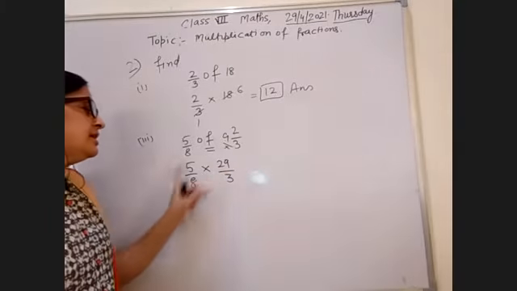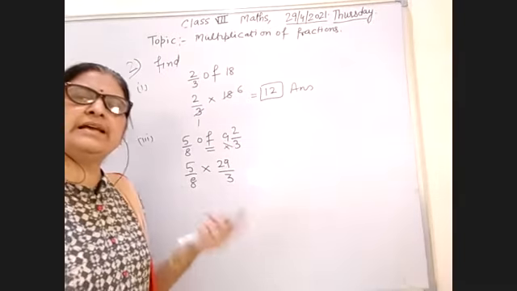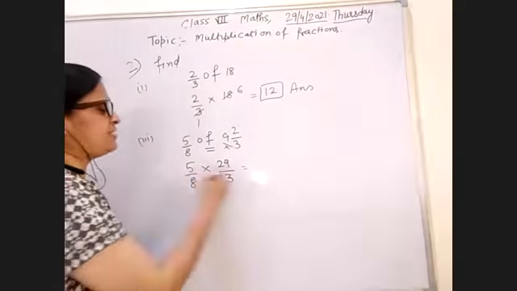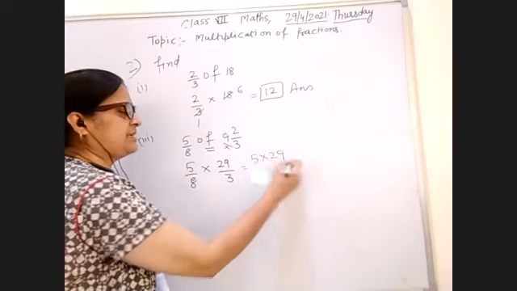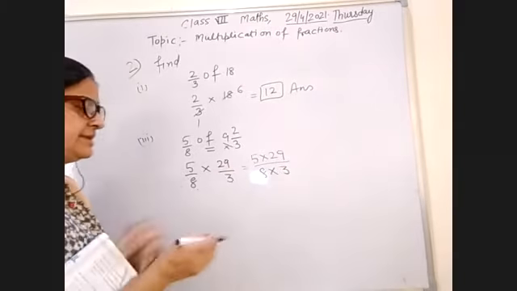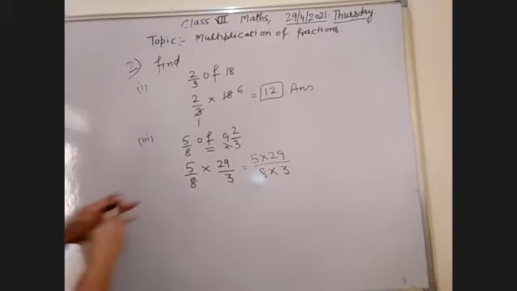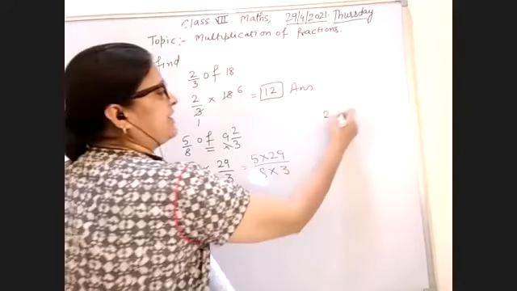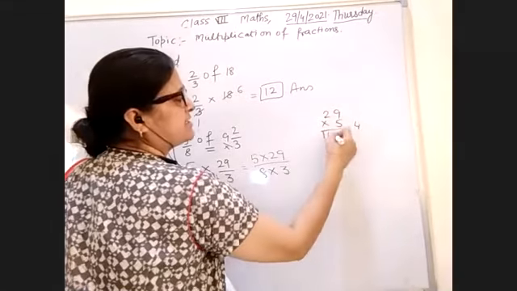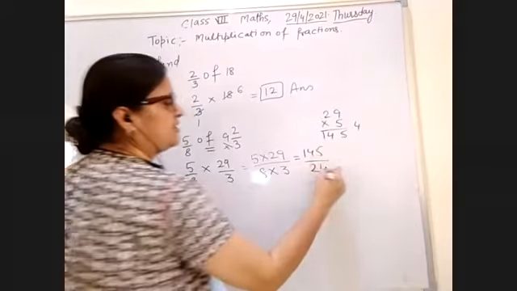Now you have to check whether it is cancelled by any common factor or not. These are not cancelled. So multiply numerator with numerator: 5 multiplied by 29 and 8 multiplied by 3. 29 multiplied by 5: 5 nines are 45, 5 twos are 10 plus 4, 145. Divided by 8 threes are 24.